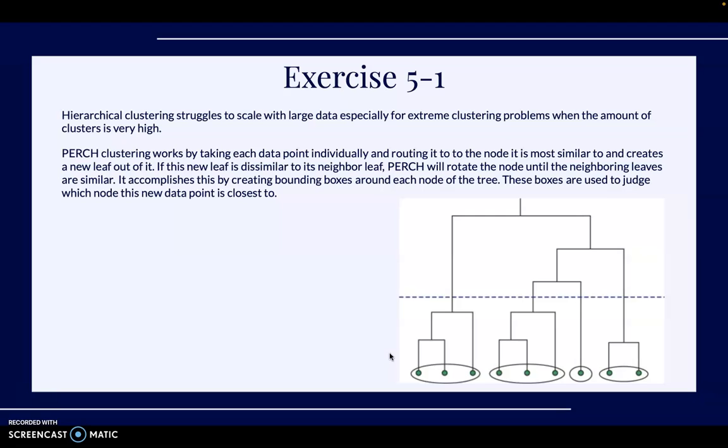To do this, it creates bounding boxes around each of the nodes of the tree, and then the algorithm will actually use these boxes to determine distances to the new data point, and whichever node it is closest to is the one it will be sent to.